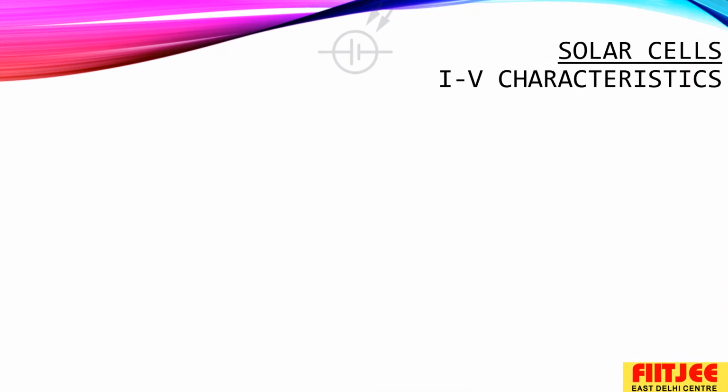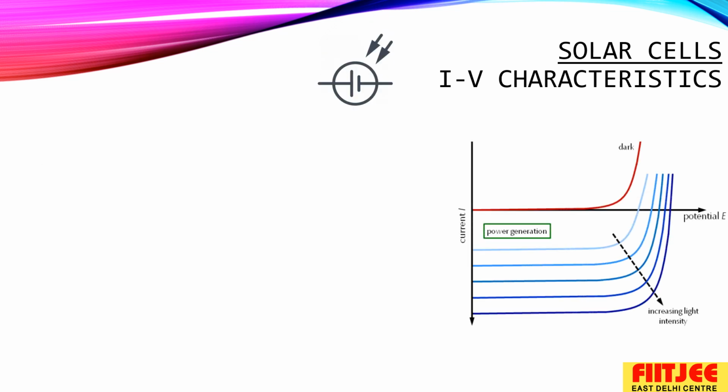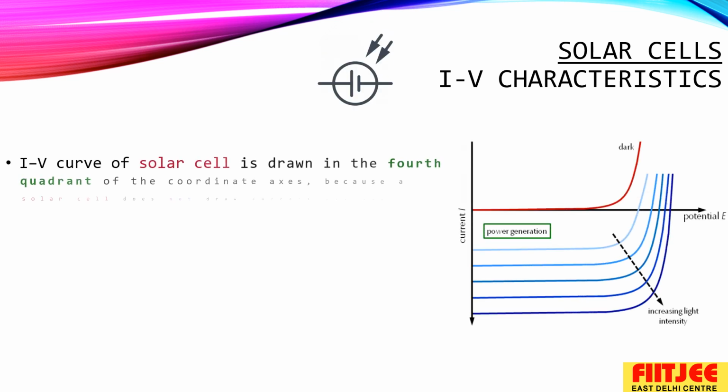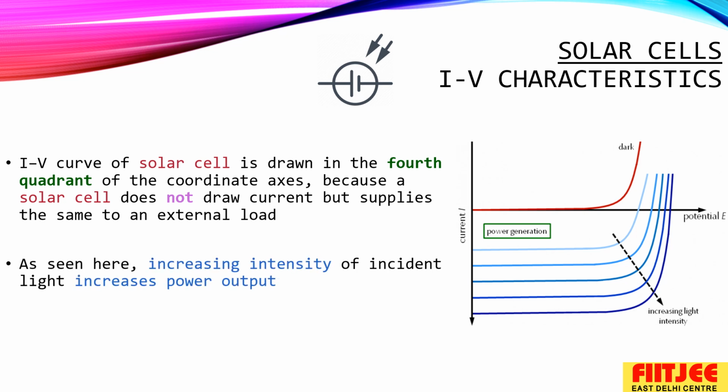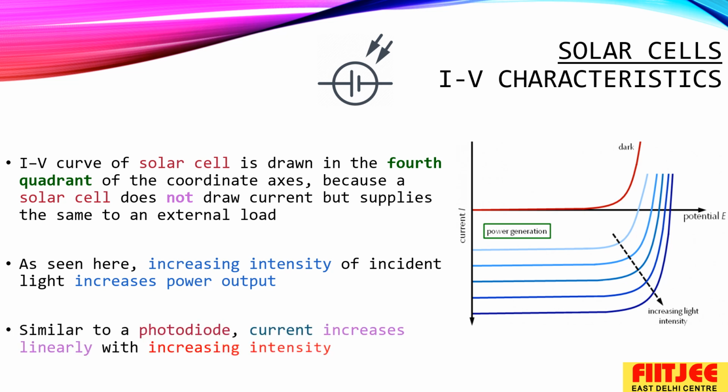Now we will see the IV characteristics of the solar cell. The IV curve of a solar cell is drawn in the fourth quadrant of the coordinate axis because a solar cell does not draw current but supplies the same to an external load. As seen here, increasing intensity of incident light increases power output. Similar to a photodiode, current increases linearly with increasing intensity.